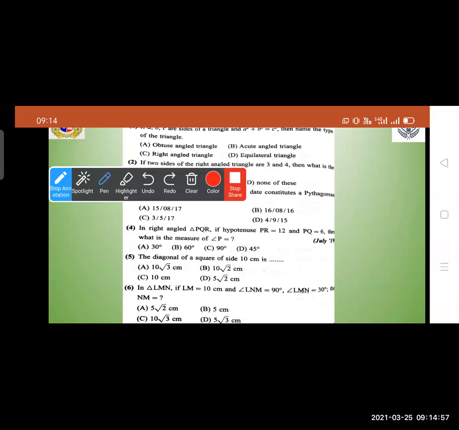In triangle LMN, LM is 10. First we draw the triangle. Okay, LMN. So here N is 90. So here we draw LMN. This one is 90 degrees. LM is 10 and angle LMN is 30 degrees. So this is 30, this is 90, so this will be 60. And how much is given to us here? This side is 10. Then find the NM.